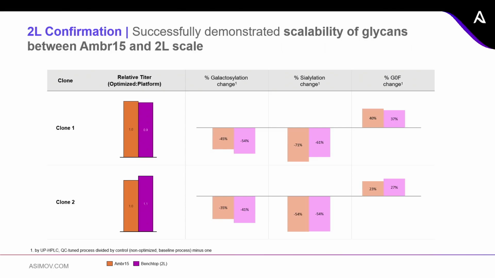We wanted to make sure: does this scale from the Ambr 15 to the 2 liters, so that when we bring it to the larger scale, it translates effectively? Again, on the left we have the relative titer, where we saw pretty much no difference between the Ambr 15, in orange, versus the benchtop, in purple, which is consistent with what we saw at that Ambr 15 stage. When we looked at the percent galactosylation and sialylation change, we also saw pretty consistent results between the 2 scales: for the first clone, between 45 to 54% for galactosylation and 71 to 61% for sialylation. This correlated to very consistent results for that percent G0F increase, between 37 to 40% between the 2 liters and the Ambr 15. All these results translated pretty closely to the same general trends for clone 2, which demonstrated that we're able to scale this to the 2 liter.